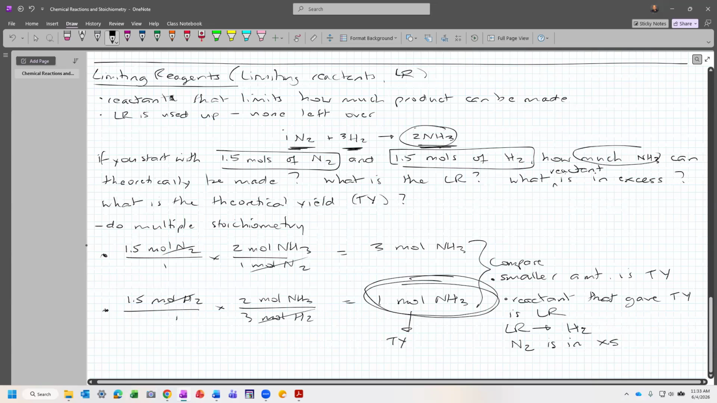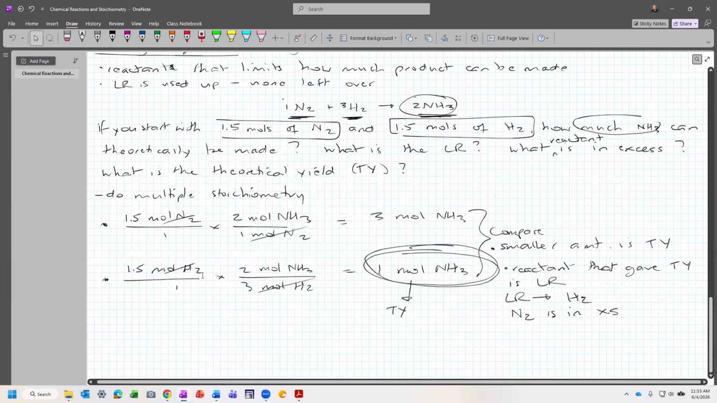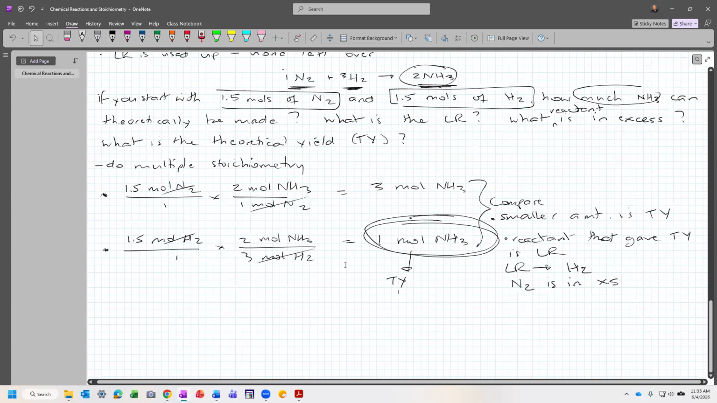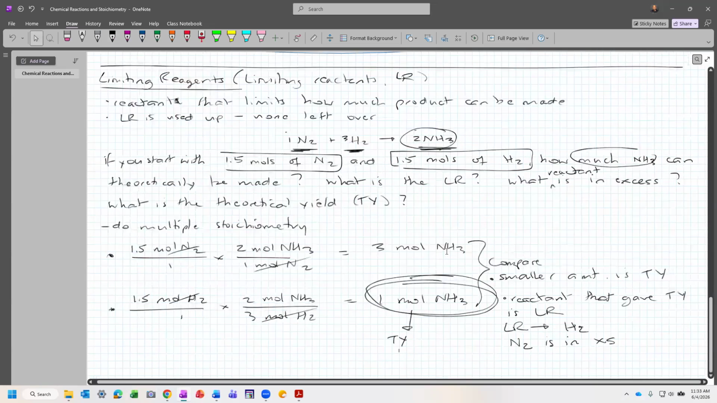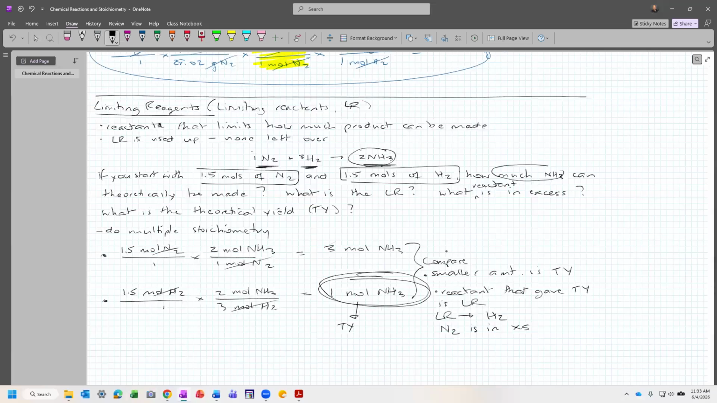So again, it's stoichiometry. It's the same calculations you're doing, but now you have to do multiple sets and then compare the answer. Now, when you do calculations like these, this is in an ideal situation, right? If everything worked out perfectly, you should get 1 mole of ammonia.